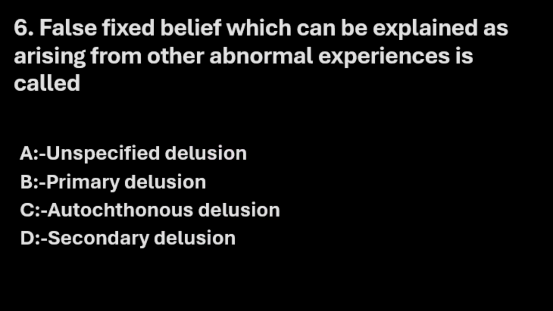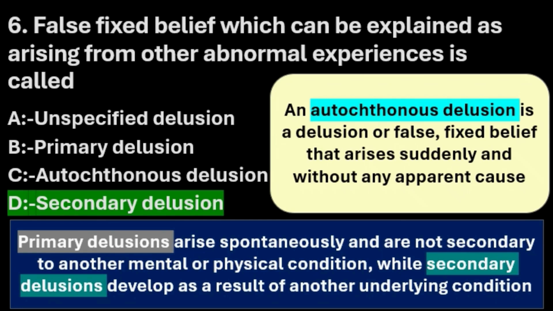Next question, false fixed belief, which can be explained as arising from other abnormal experiences, is called option A, unspecified delusion, option B, primary delusion, option C, autochthonous delusion, and option D, secondary delusion. The right answer here is option D, secondary delusions. We can see the different types here. Unspecified delusion is one which is not specific to any particular point.